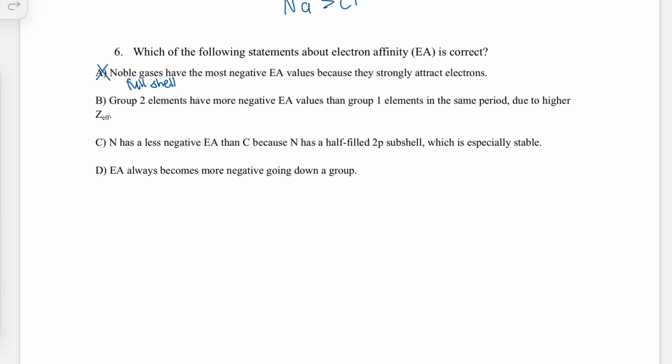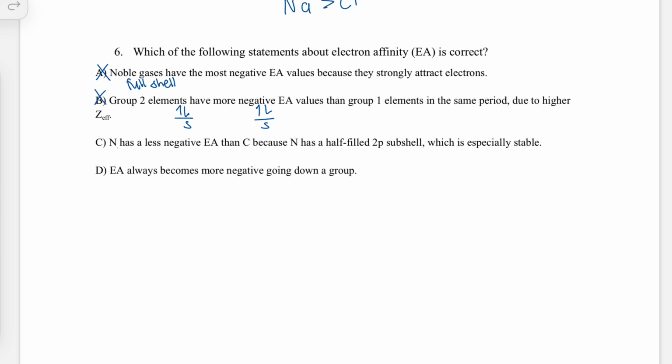This is not true because although we do have a higher effective nuclear charge, we talked about how it has a filled S subshell where there's an exception. And basically a more negative electron affinity value means that they want to gain an electron more. But group 2 elements don't want it more than group 1 elements because they already have that filled S subshell, while group 1 elements only have one and they really want another one to complete it.